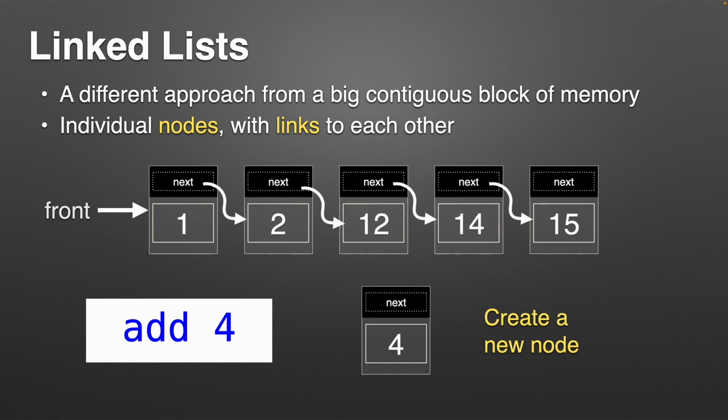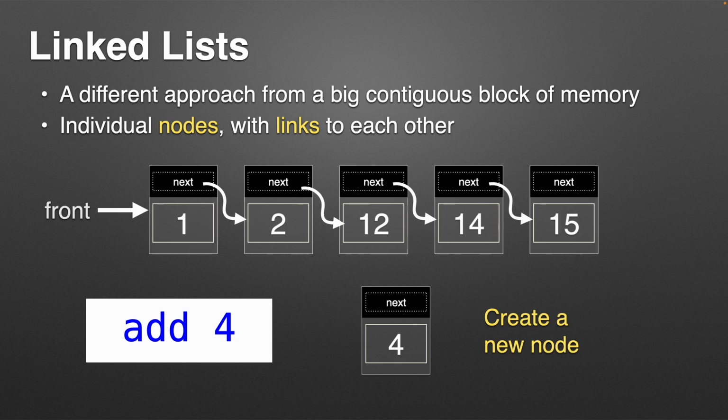So it's important to note that these pointers are pointing to the bigger box out here. The next pointer doesn't point to the next value. It points to the next node, which contains both. And that'll be important as we implement this in code. So we've got our 4.